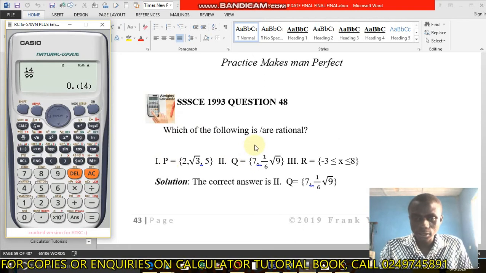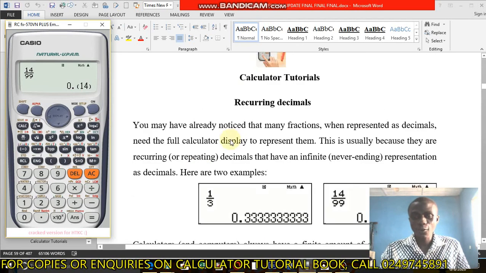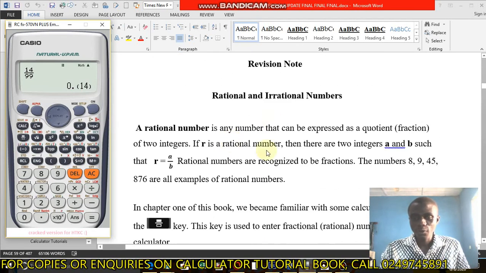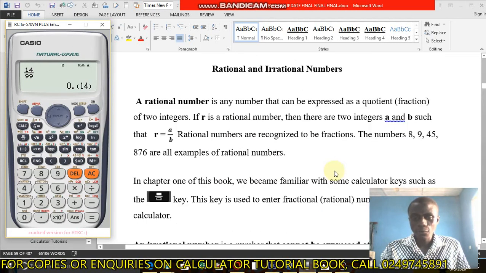Good. Let us solve a past question. Which of these is or are rational? Now, in the beginning of this tutorial, we learned that rational numbers are numbers that can be represented in the form of what? Fraction. Very good. And also, rational numbers can be recognized as fractions.